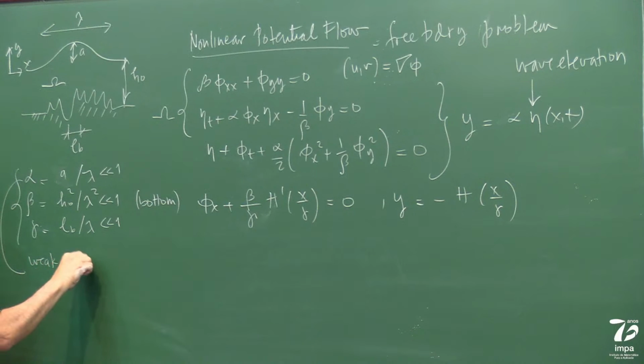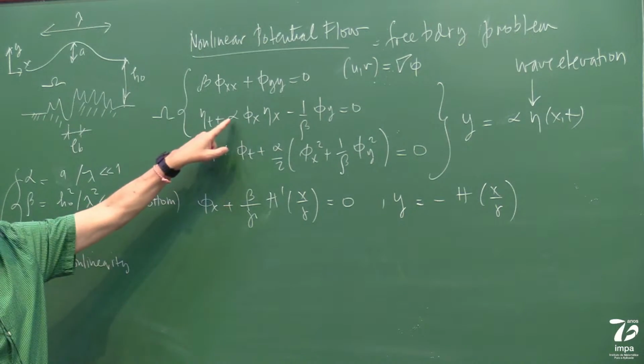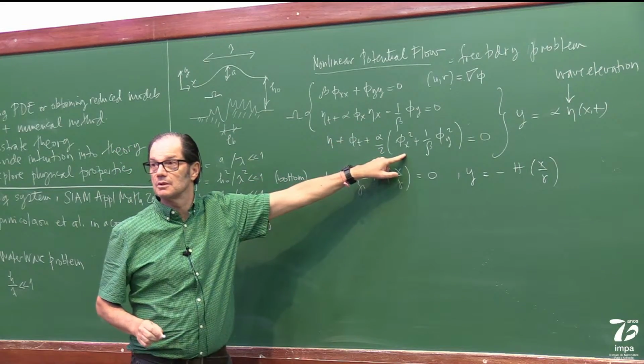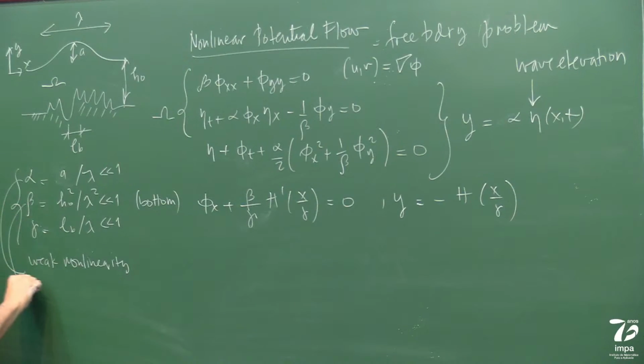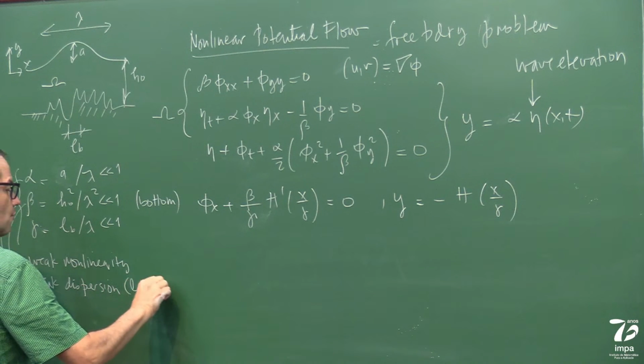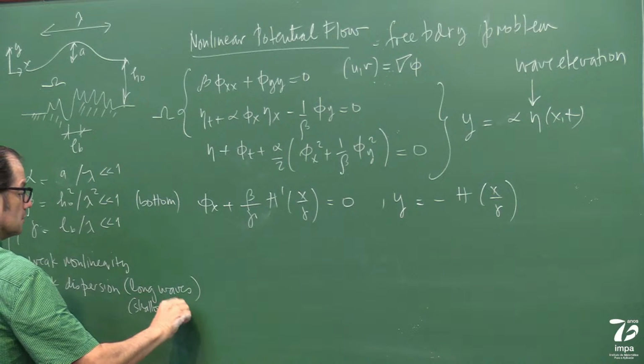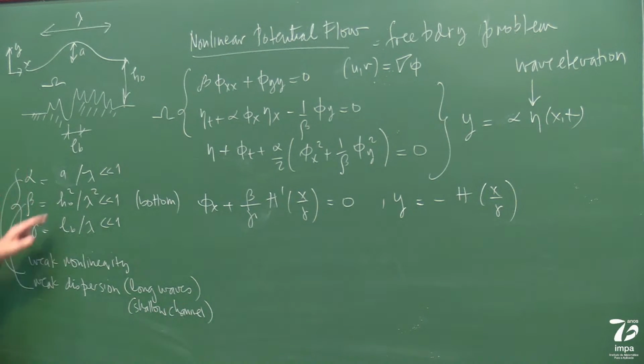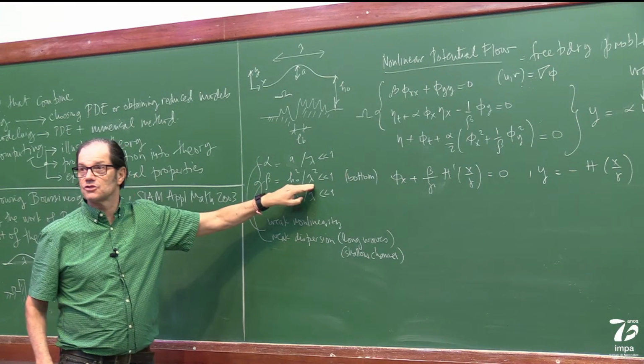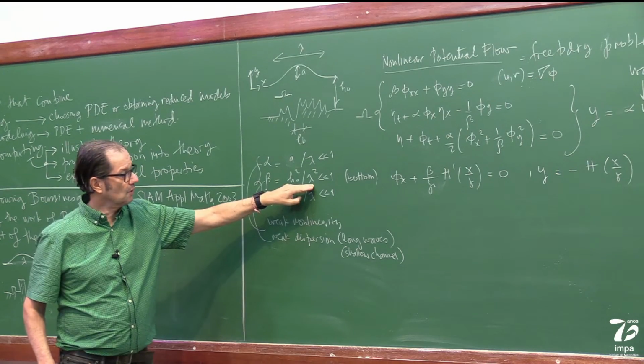weak nonlinearity. Why? Because the alpha multiplies all the nonlinear terms. Weak dispersion, which is these betas, or this indicates if we have long waves or shallow channel. Why? Because if this is small with respect to that, it means the wave is long or the channel is shallow. Okay?